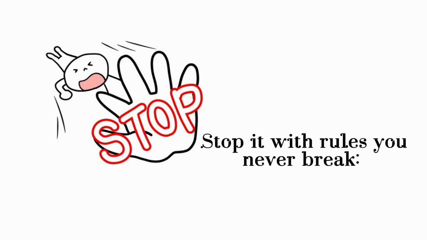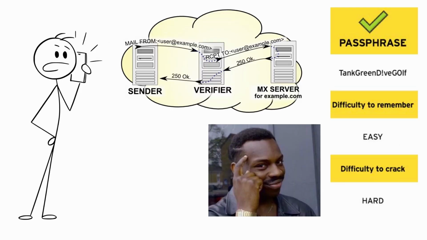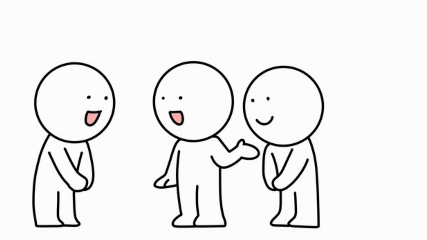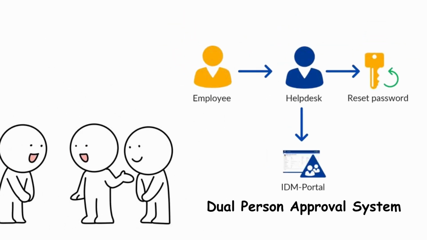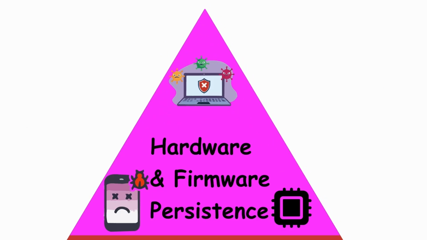Stop it with rules you never break. Call back on a number you already have. Use a shared passphrase for approvals. Ban sharing codes in chat or on calls, and require a second person to approve high-risk actions like payments or password resets.